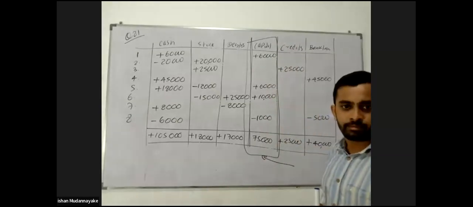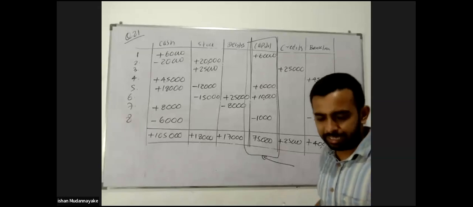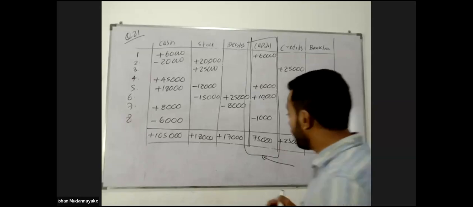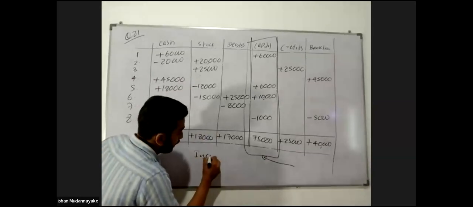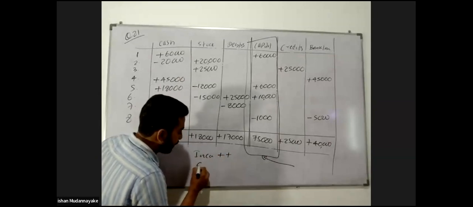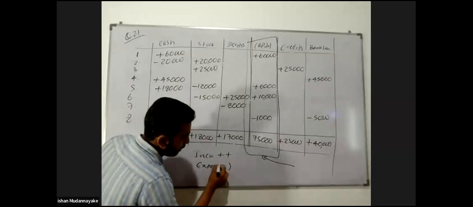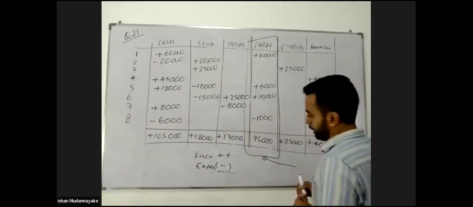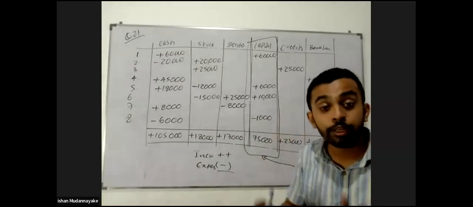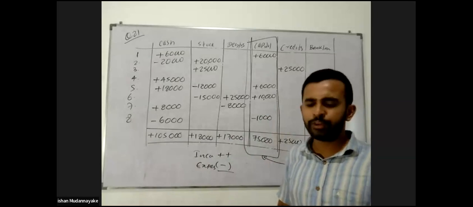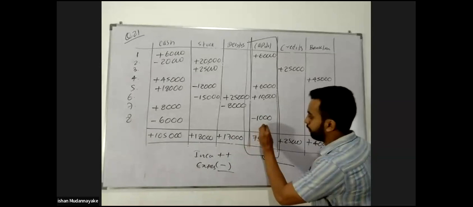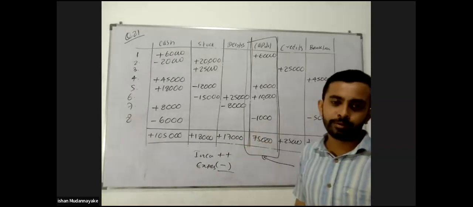Income plus, expenses minus. Income plus capital, expenses minus capital. Income plus expenses minus means income minus expenses. From the income of the business, you can deduct expenses. Then you can calculate the profit of the business. Profit belongs to the owner.